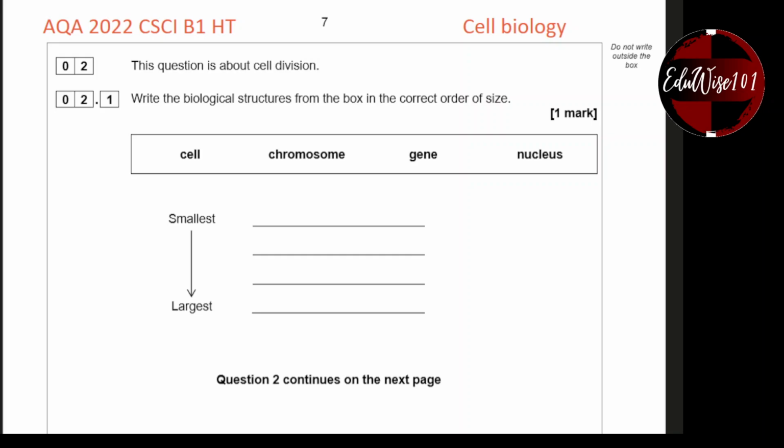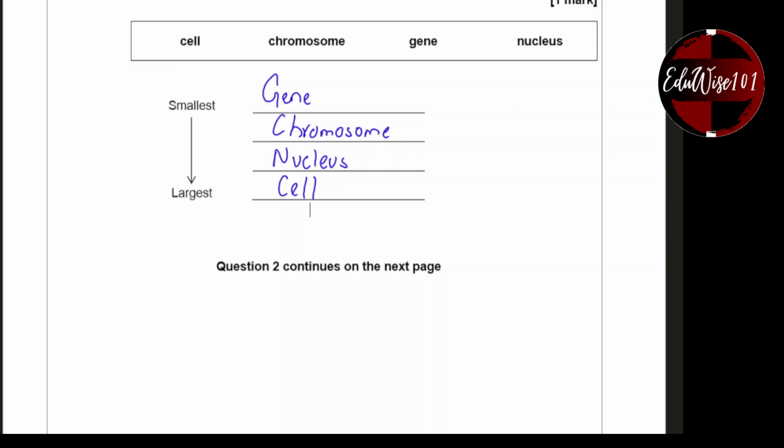So gene would be the smallest structure. Then it's the chromosome. Then it would be the nucleus. And finally, the cell. It's worthwhile remembering the order of the size of the structures.